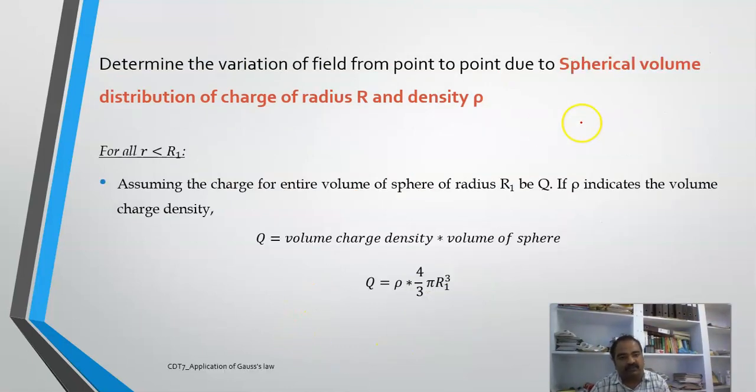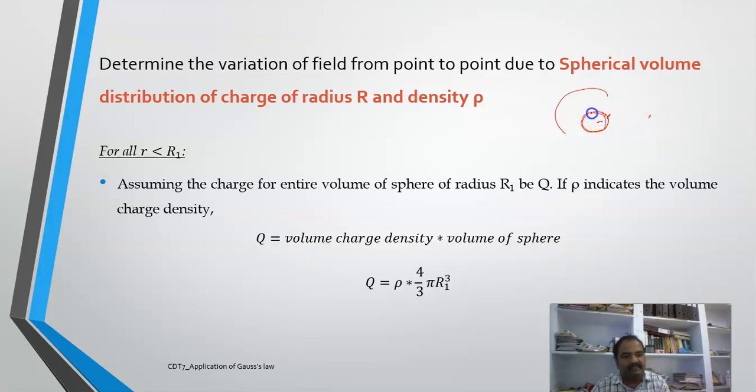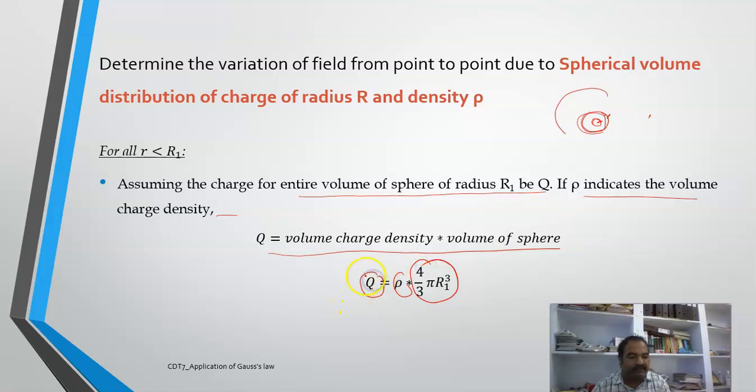So just like earlier cases, we will consider three regions: one is inside, the other is on the surface, and this is beyond R1. For the remaining two cases, no problem, because the entire charge covered is Q itself. But inside, we now have a peculiar combination. Assume the charge for the entire volume of the sphere is Q. If rho indicates the volume charge density, then Q is equal to volume charge density into the volume of a sphere, so rho into 4 by 3 pi R1 cubed, considering the entire radius of the sphere.